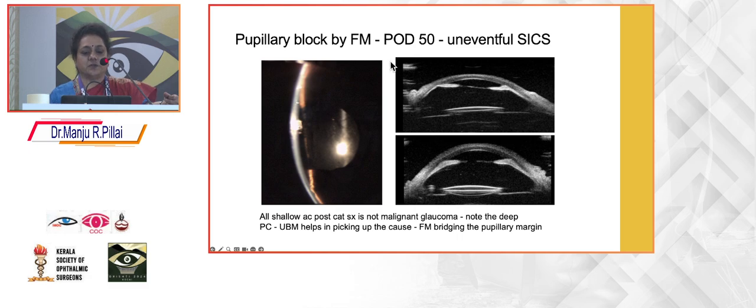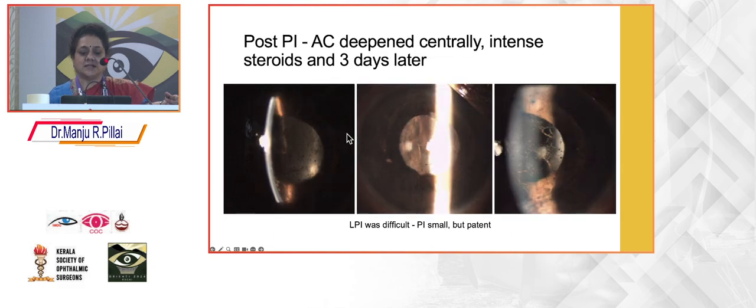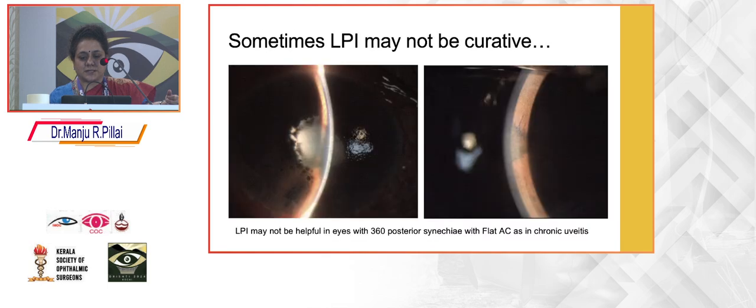Pupillary block by fibrin membrane, that is postoperative day 50 after an uneventful SICS. All shallow AC post cataract surgery is not malignant glaucoma. You can see the deep PC in this eye. And UBM helps in picking up the cause, and fibrin membrane is covering the pupillary margin. So you can do a YAG PI, and if it's not getting resolved, you can even do a fibrin membrane lysis, and after 3 days, AC deepens centrally with intense steroids, and after 3 days, AC deepens well, and PI is small, but it's patent.